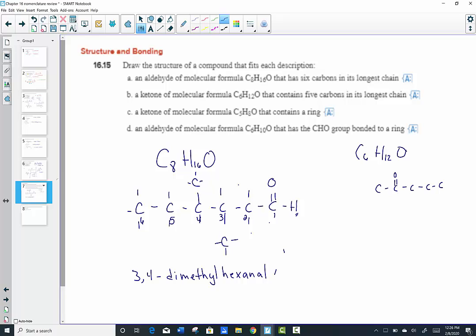And I can put a methyl group on, really on carbon 3 or 4. Doesn't matter. So that would work. I have 3-methyl-2-pentanone. But no, that's not the only correct answer. I mean, let me just give you another idea.